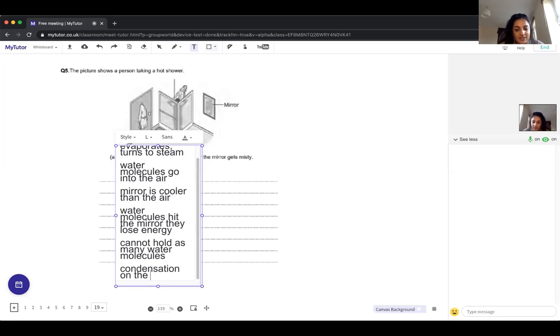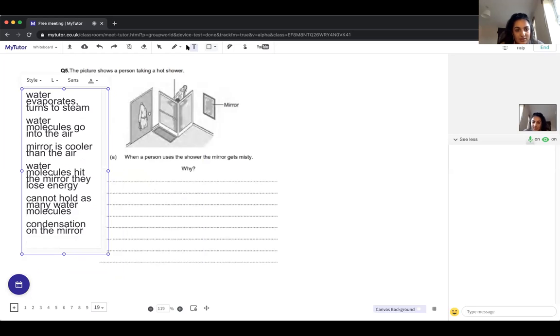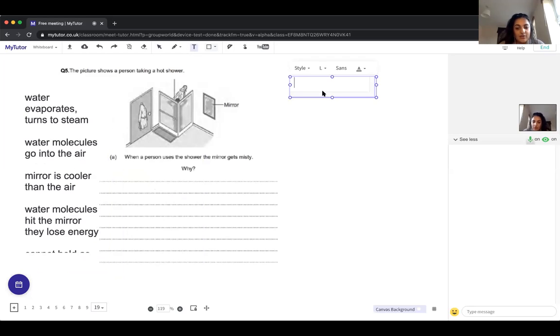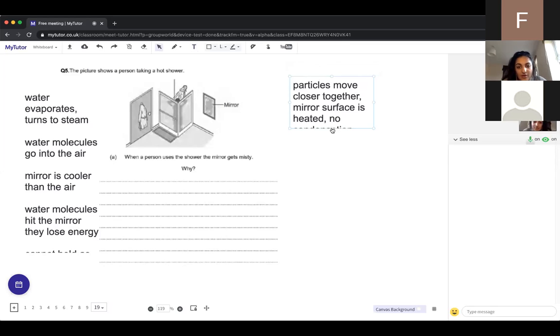Okay, now there's another way that we can answer this question. So this is one way, and this is kind of one way to get the marks. Or you can say that the particles move closer together as they turn from a gas to a liquid. The mirror surface is heated and no condensation happens. Okay, so two different ways to look at this question, kind of opposite to each other.